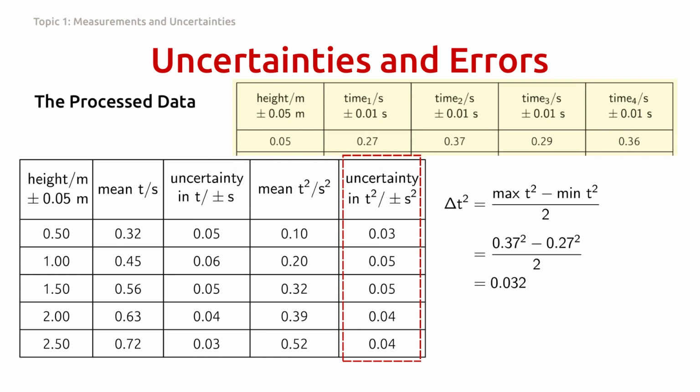Now the uncertainty in t-squared. The uncertainty is calculated in the same way as before, range over 2. You can also use the approximation we discussed before about propagating uncertainties. But this approach shown here is nice and quick, range over 2. The range is maximum t-squared minus minimum t-squared. This difference is divided by 2, and the result is 0.032. As an exam tip, the number of decimal places of the data and the uncertainty should be consistent, and the uncertainty is rounded to one significant figure.